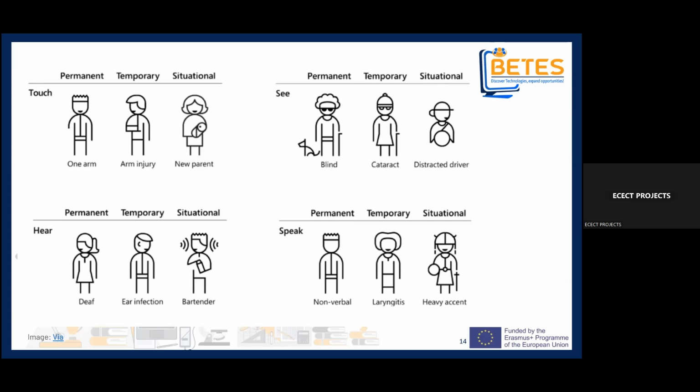Situational, as we said, is for something that it's not all the time. It's for a new parent that holds a baby, so they only use one arm, or people that have heavy accent. I don't know who saw the video with the elevator and the Scottish people trying to talk to it. That's an example that it did not work for those kind of people. And we were excluding them, not on purpose, but still excluding.